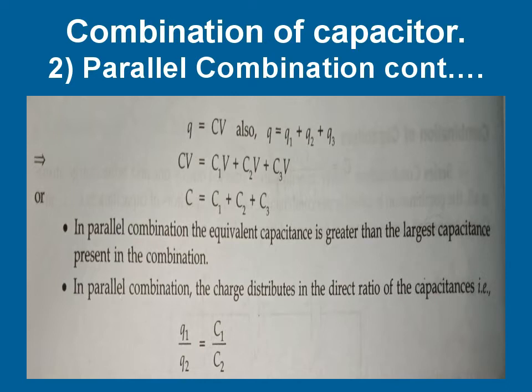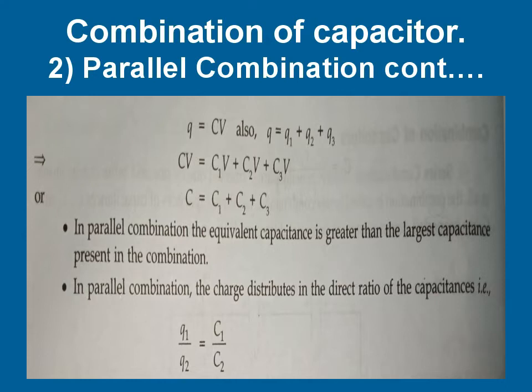Now you have to obtain the general formula. Up to this we assumed only three capacitances C1, C2 and C3. Suppose in a circuit we connect n number of capacitors in parallel combination. Then what is the formula? Very easy. C equals C1 plus C2 plus C3 and so on up to Cn. This is the general formula of capacitance.